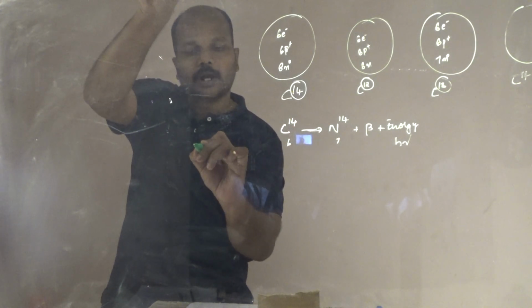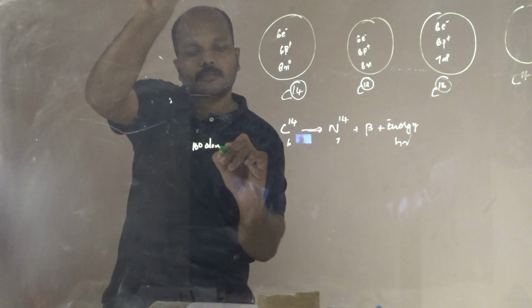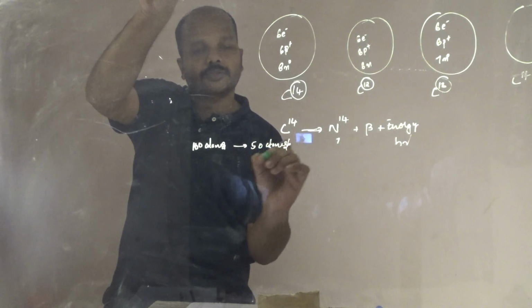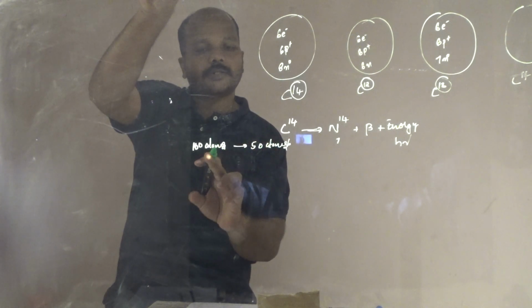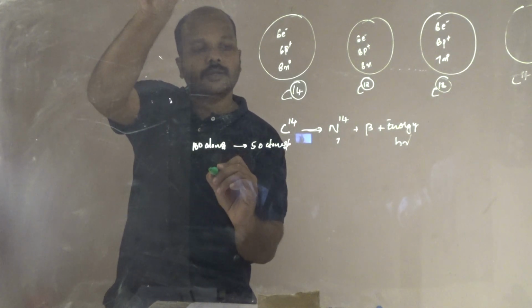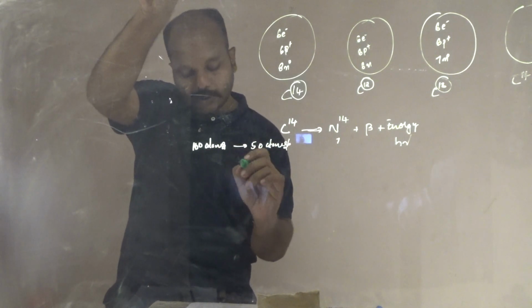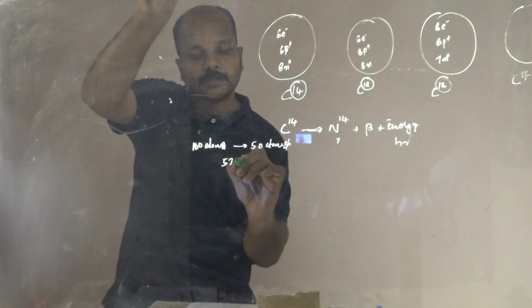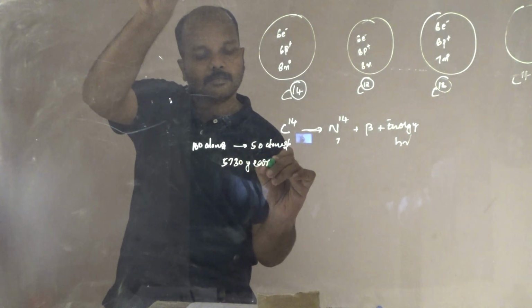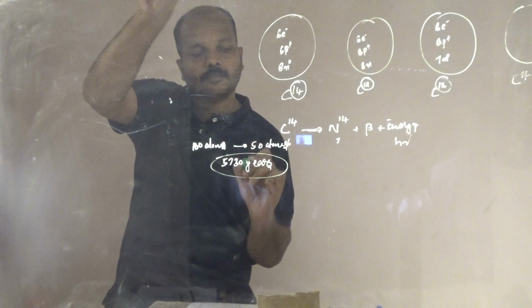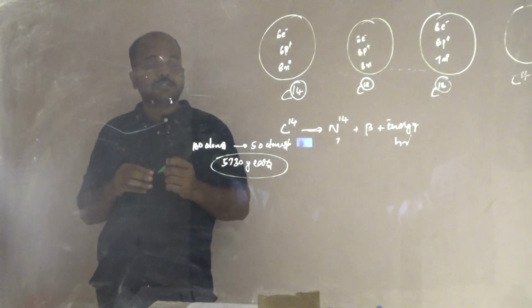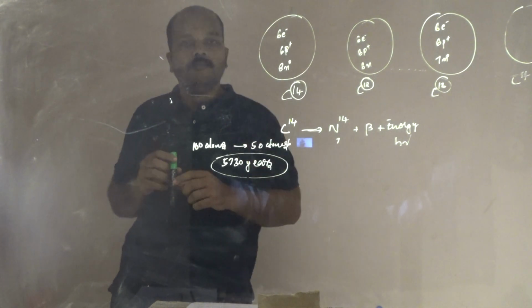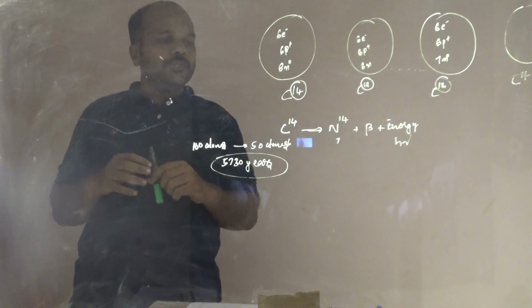Suppose 100 atoms of C14 decompose into N14. In order to become 50 atoms, it requires almost 5,730 years. Now you need to know one thing.